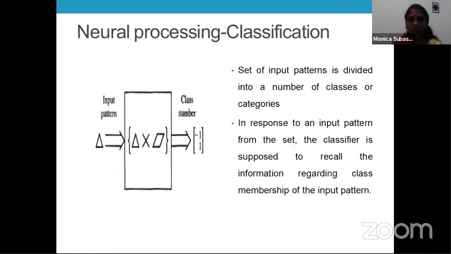Next one is classification. Using class membership, we are going to differentiate. As I told you, for tumor, it is going to be 1. For non-tumor, it is going to be -1. So assign the class number, and accordingly you can classify.